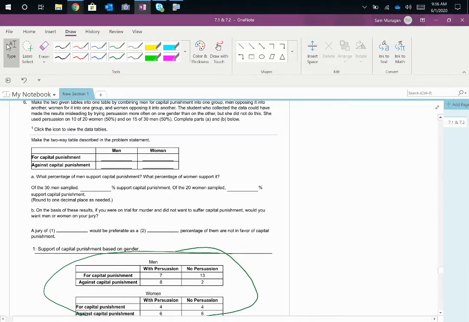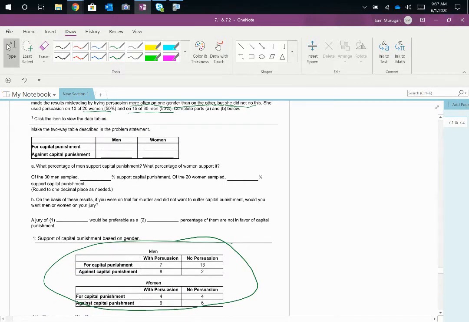The student who collected the data could have made the results misleading by trying persuasion more often on one generation than on the other. But she did not do this. So the survey, as far as we're concerned, was unbiased. She used persuasion on 10 of the 20 women, 50%, and 15 of the 30 men, 50% also. In other words, the persuasion was used equally on both men and women. Make the two-way table described in the problem statement.